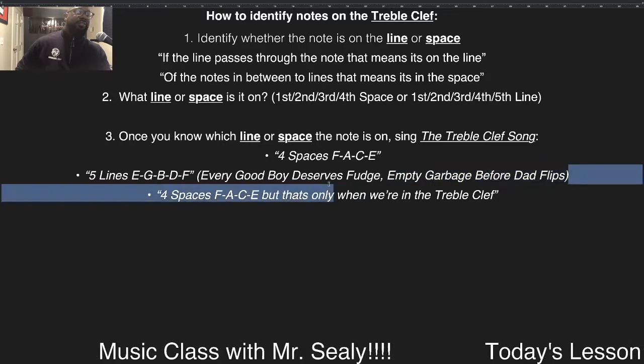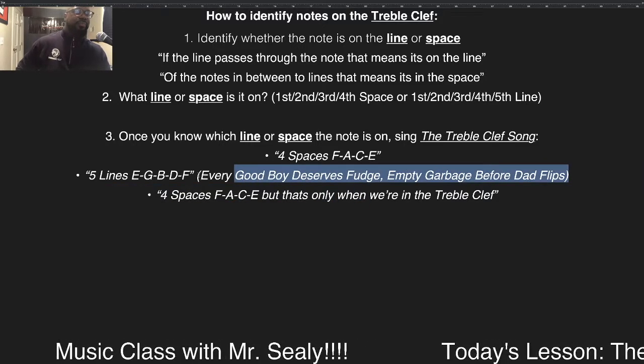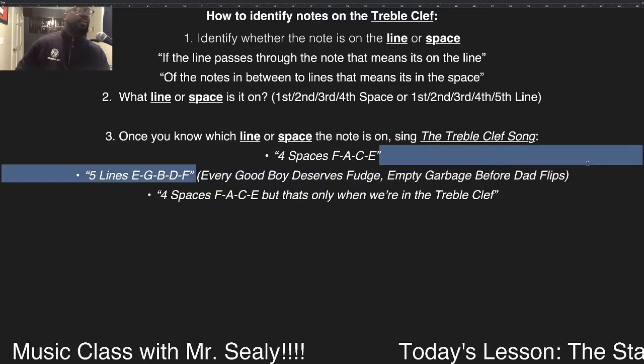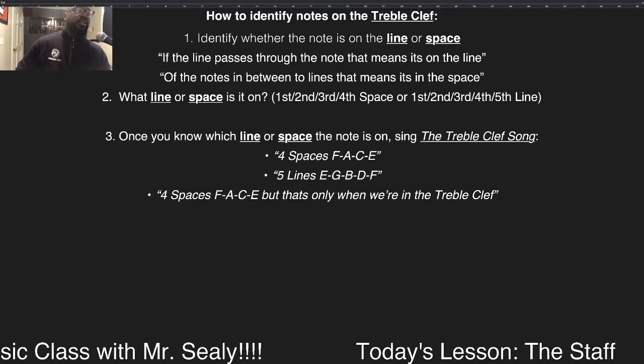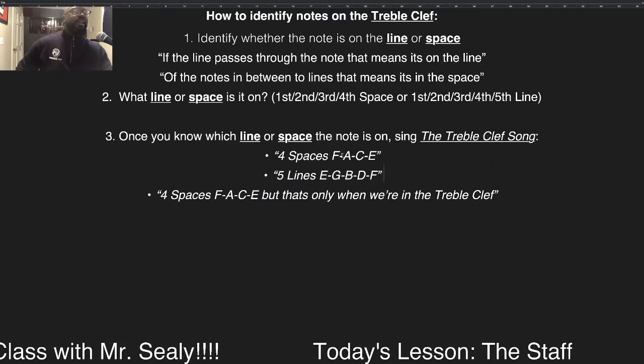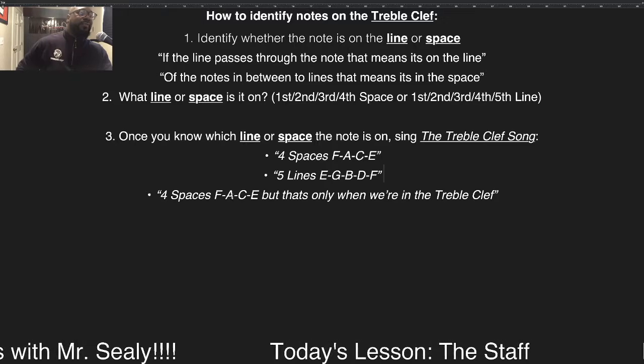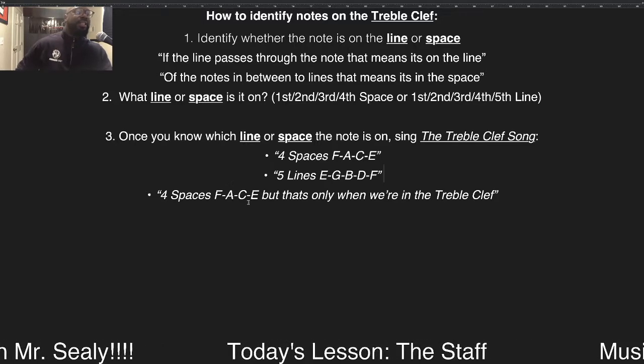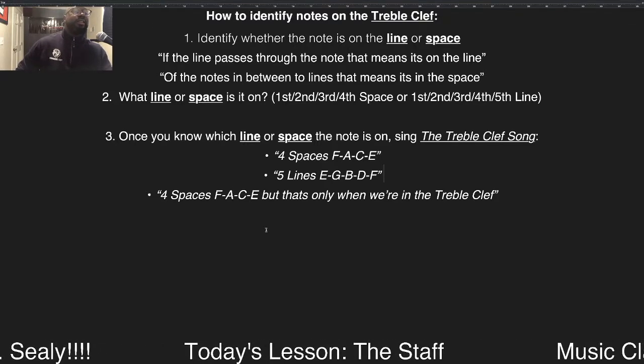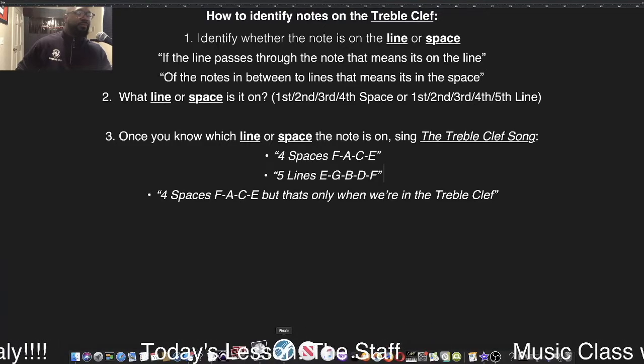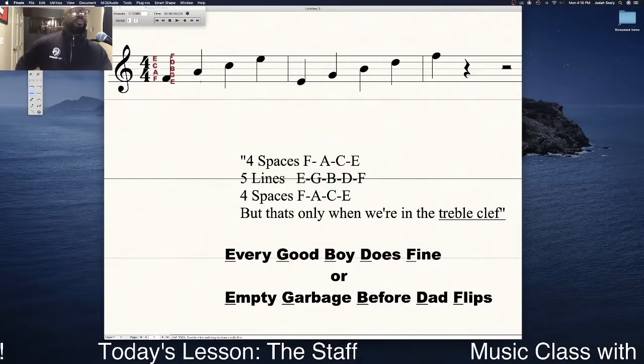Okay, so that was that sentence thing that helps us remember. I'm gonna get rid of that because I don't want you to think that's a part of the song, because it's not. 4 spaces, F, A, C, E, 5 lines, E, G, B, D, F. 4 spaces, F, A, C, E, but that's only when we're in the treble clef. Now let's go back to our staff. Boom. So what does all that mean?